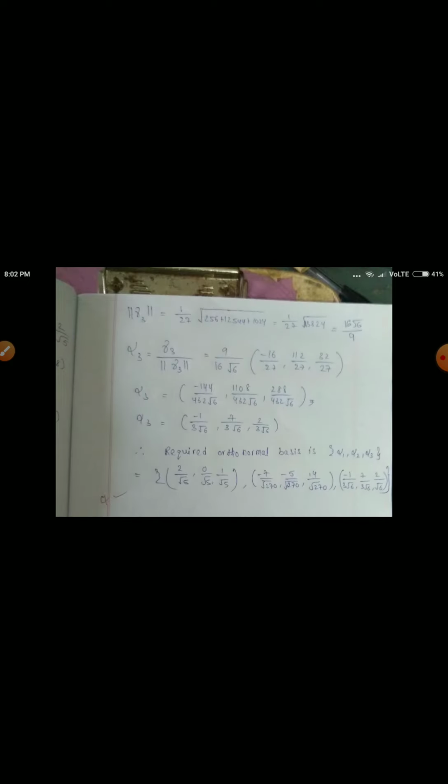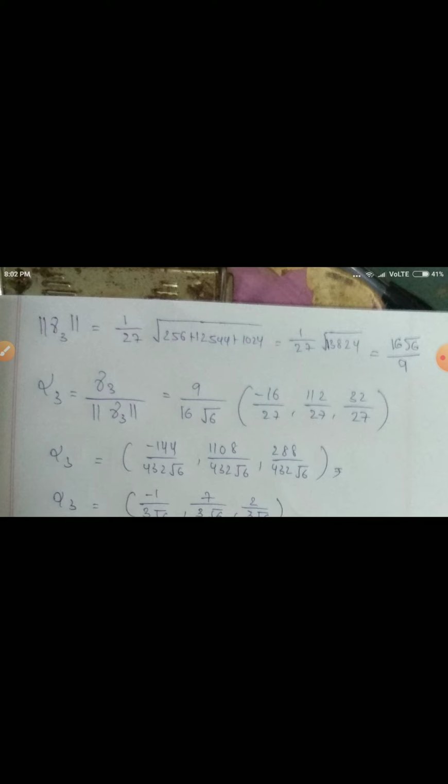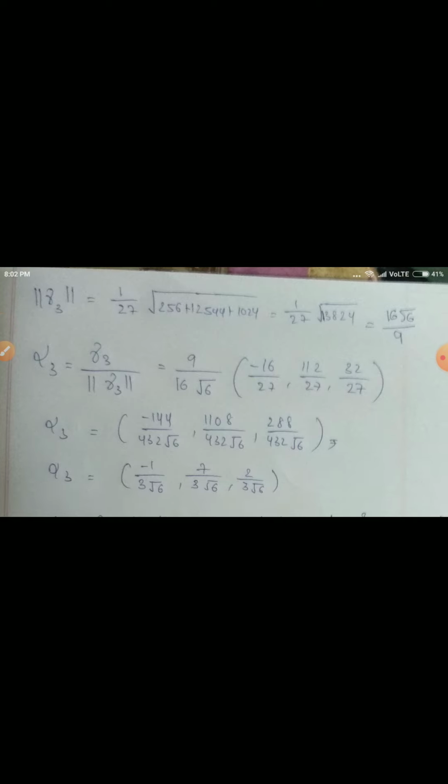Therefore alpha 3 is equal to gamma 3 by norm gamma 3. What is norm gamma 3? Norm gamma 3 is 1 by 27 into the square root of 256 plus 12544 plus 1024. That is nothing but 16 into root 6 by 9. Therefore alpha 3 equal to gamma 3 by norm gamma 3. That is 9 by 16 root 6 into (minus 16 by 27, 112 by 27, 32 by 27).